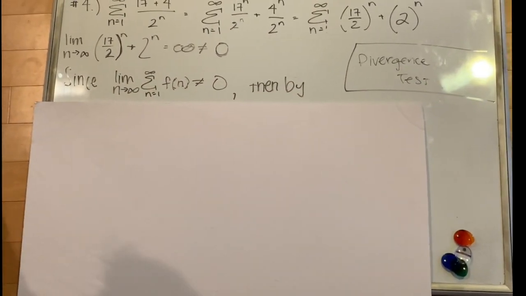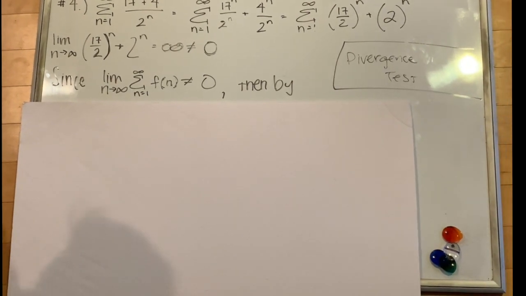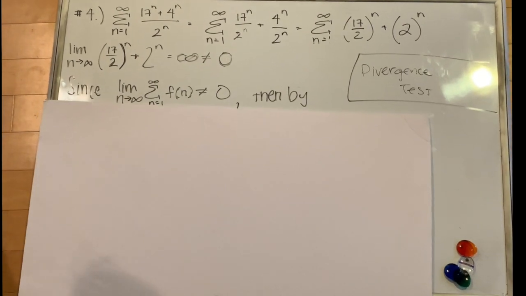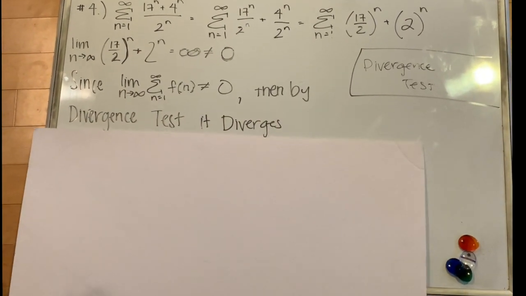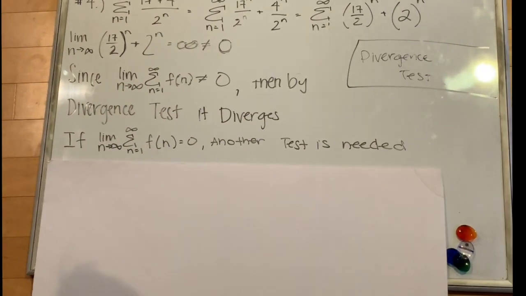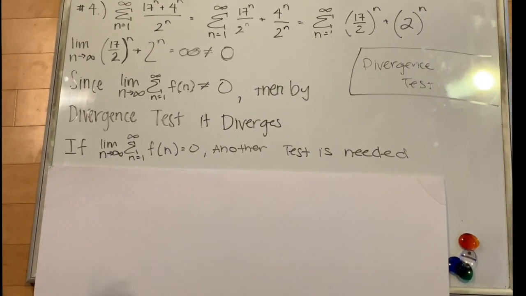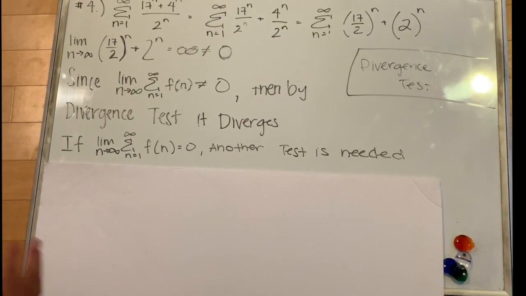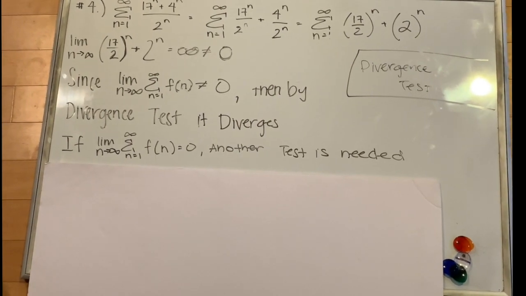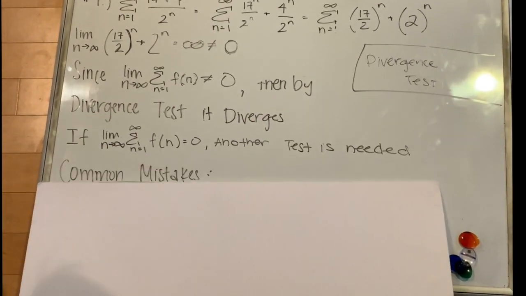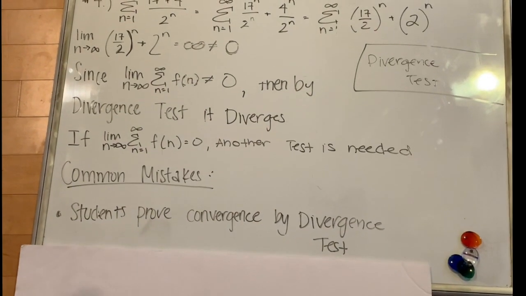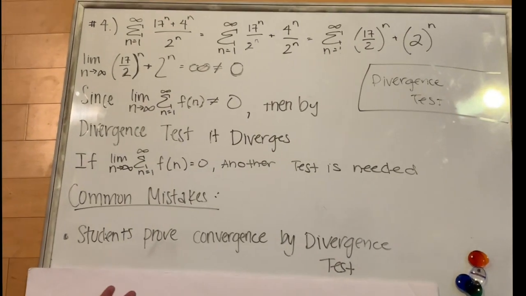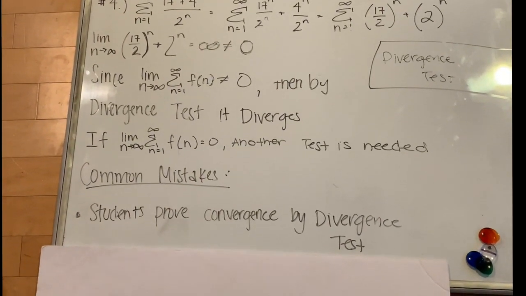So since the limit as n goes to infinity of f of n does not equal 0, then by the divergence test, it diverges. And if the limit as n approaches infinity of f of n equals 0, then you have to use another test in order to determine if it converges or diverges. The common mistake that students make is that they prove convergence by the divergence test. So remember that the divergence test only proves divergence.